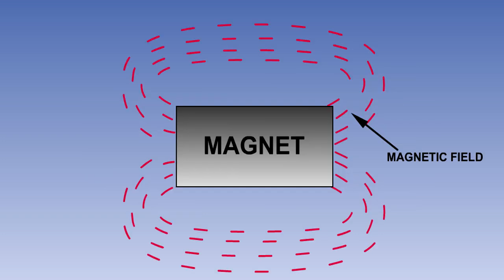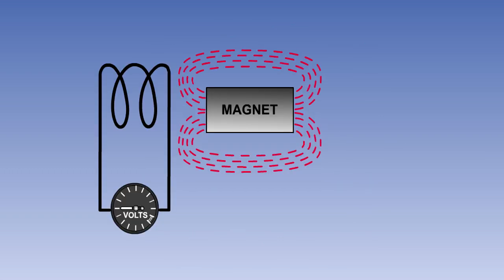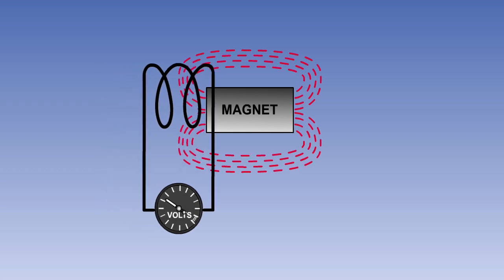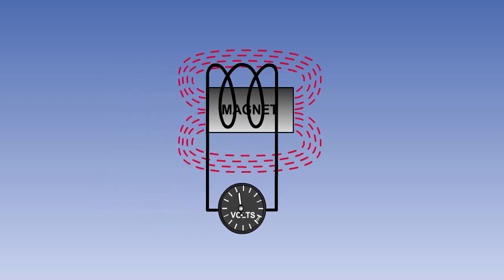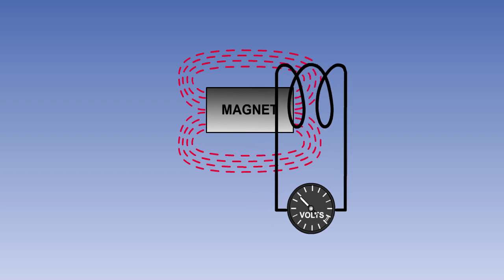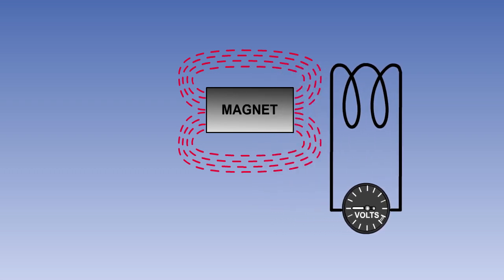A bar magnet is a metal bar which displays magnetic properties. One of the properties of a magnet is that it is surrounded by a magnetic field. The lines of force or flux of the field come out from one end or pole and return to the magnet at the other end. If a coil of wire is moved through this field, cutting through the lines of flux, an electromotive force or EMF will be induced in the coil.